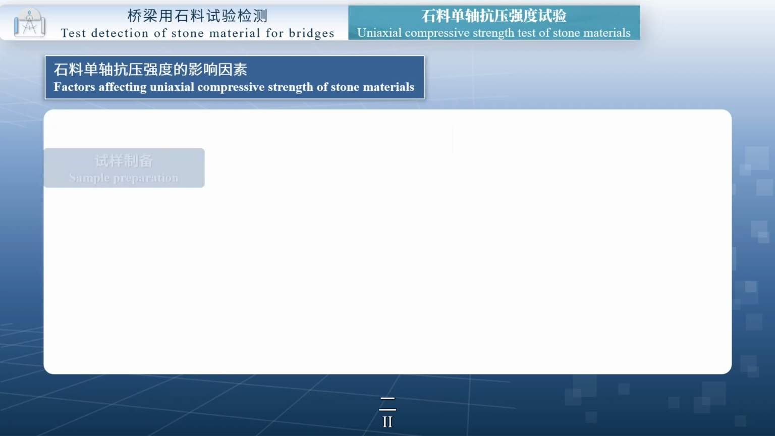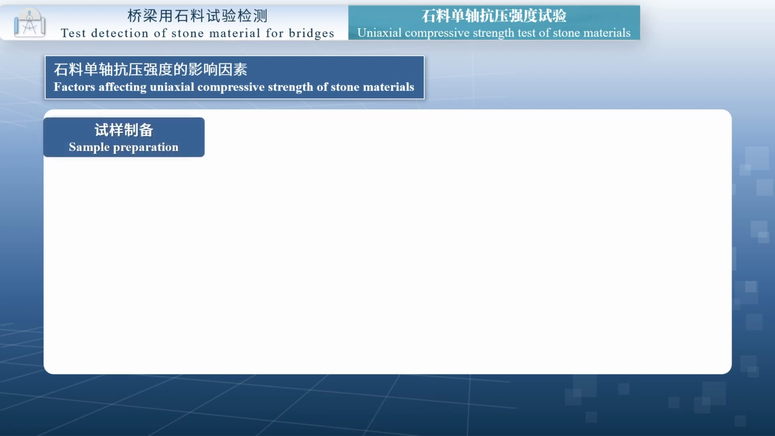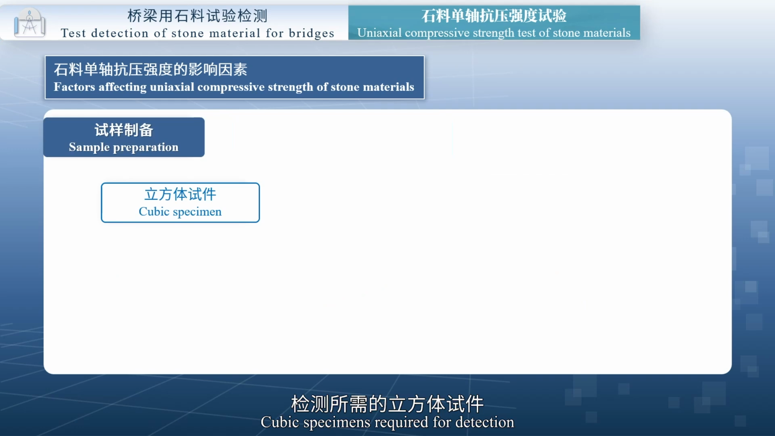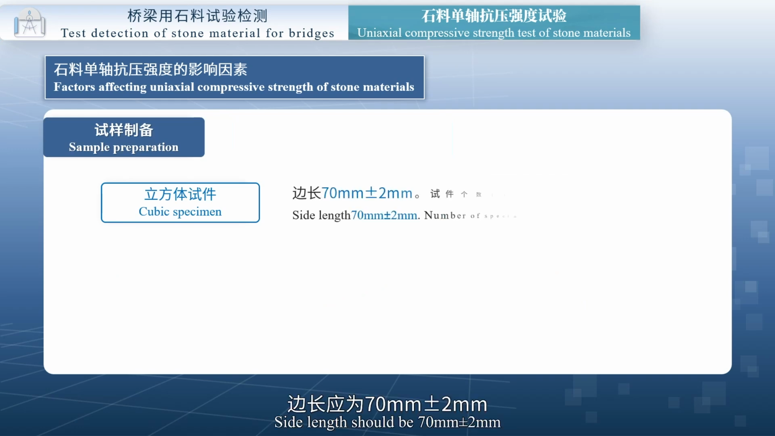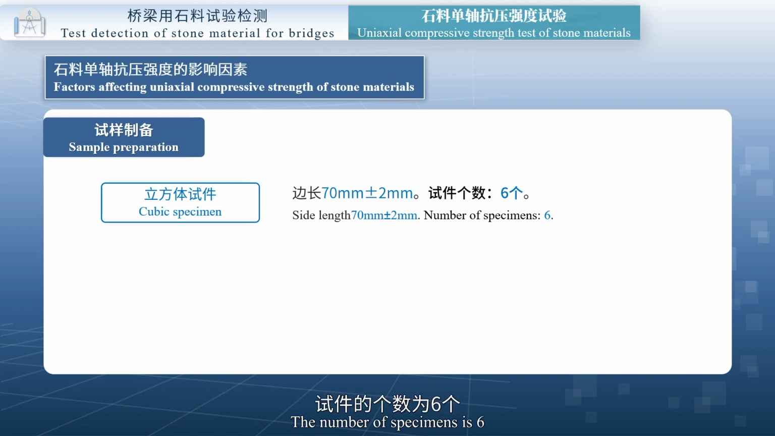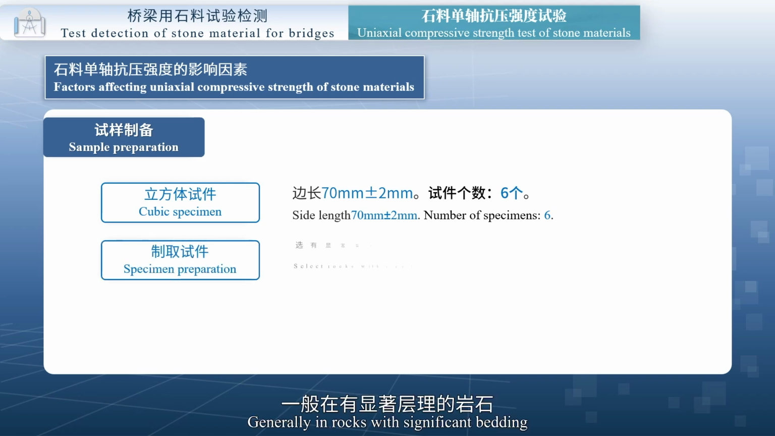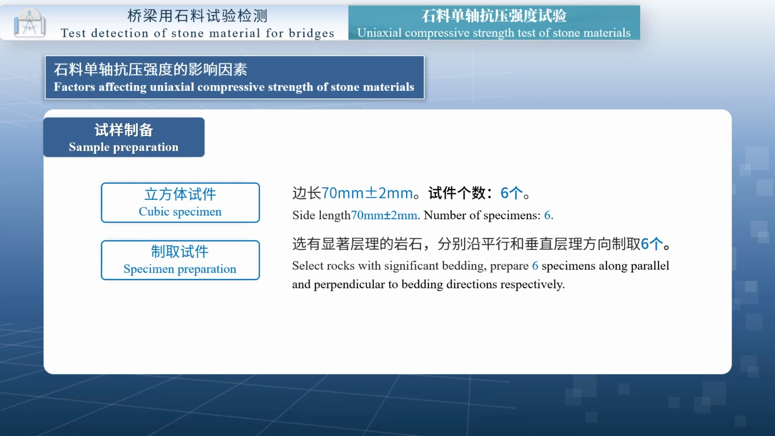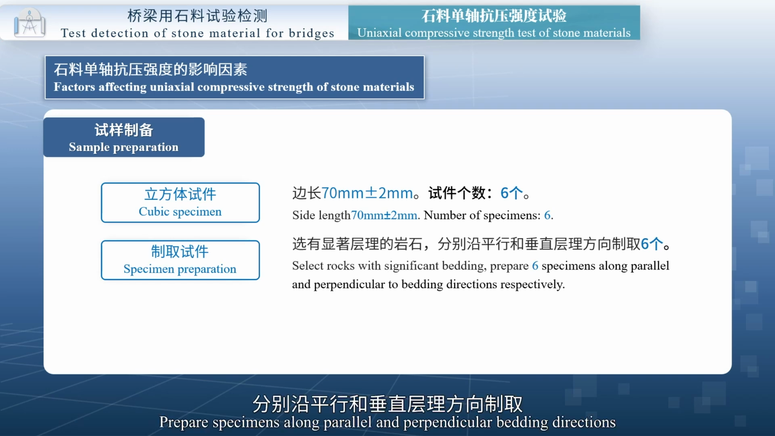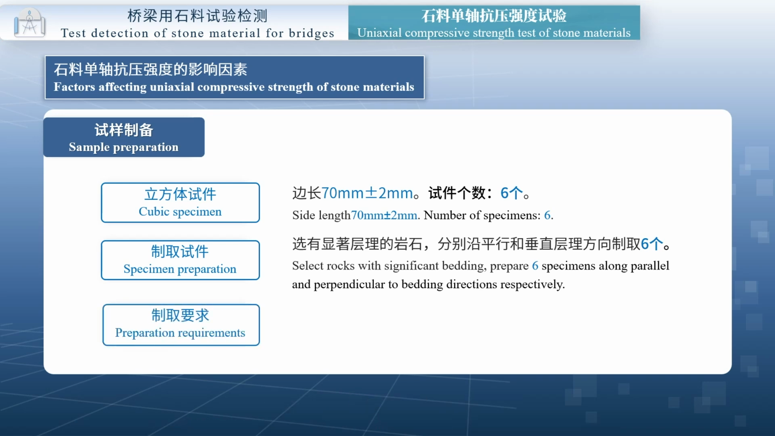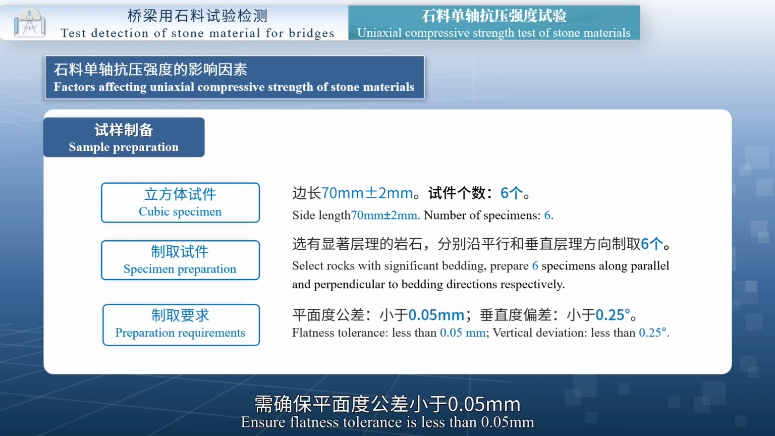2. Sample preparation. Cubic specimens required for detection should have a side length of 70 mm plus or minus 2 mm. The number of specimens is 6. Generally in rocks with significant bedding, prepare specimens along parallel and perpendicular bedding directions. During preparation, ensure flatness tolerance is less than 0.05 mm and vertical deviation less than 0.25 degrees.